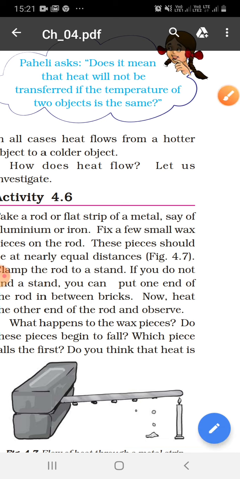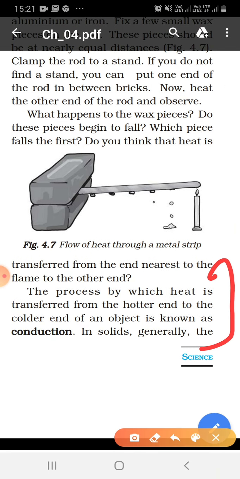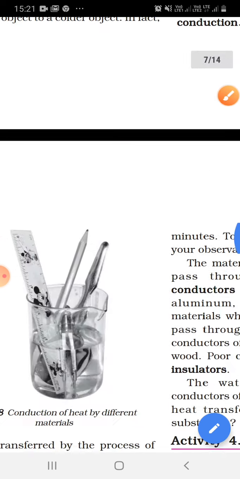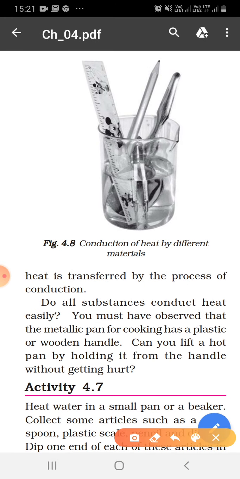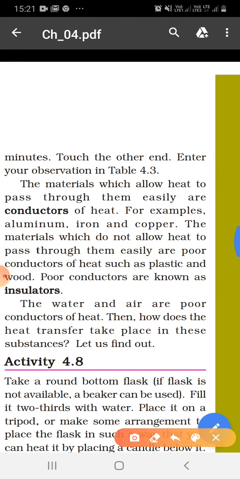processes. The first process is the conduction process. The process by which heat is transferred from the hotter end to the colder end of an object is known as conduction. In solids, generally the heat is transferred by the process of conduction. The materials which allow heat to pass through them easily are known as conductors of heat. Examples are aluminium, iron and copper.